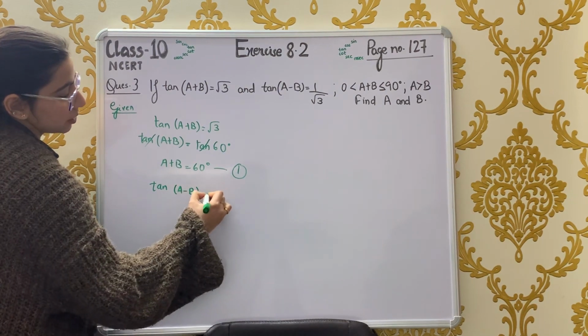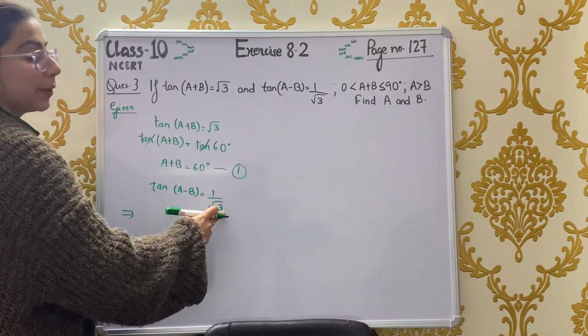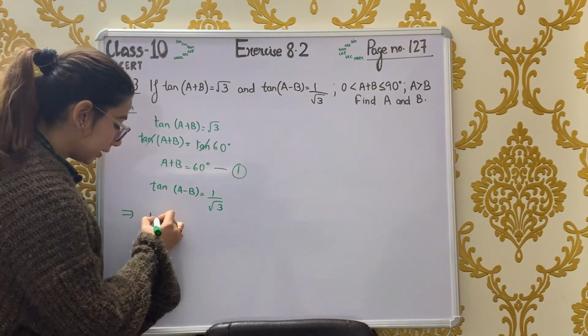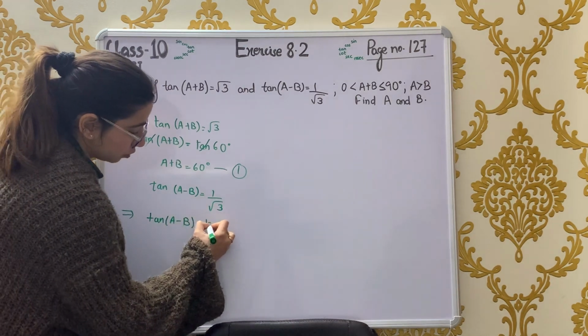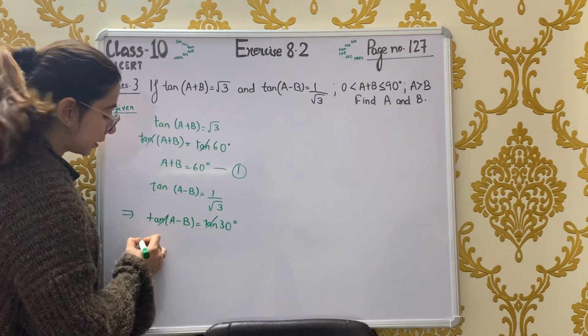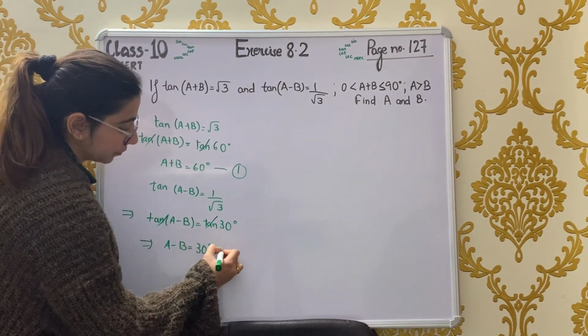Similarly, we are given that tan(A - B) is equal to 1 by root 3. We also know that tan 30 is 1 by root 3. So I can write A - B is equal to tan 30 degrees. Tan gets cancelled on both sides and we get A - B is equal to 30 degrees.